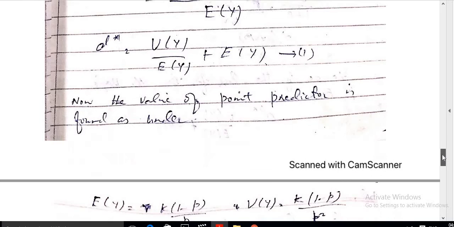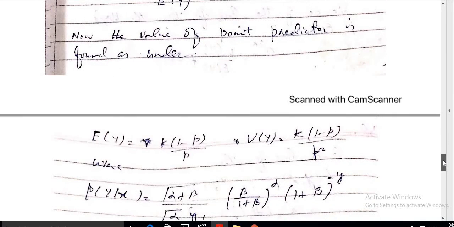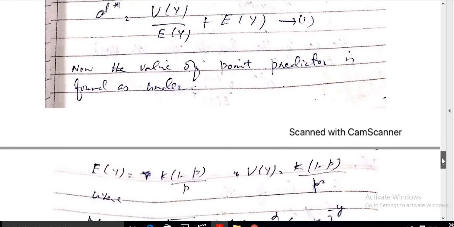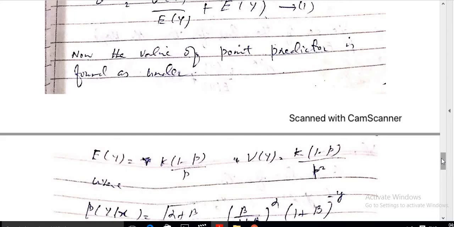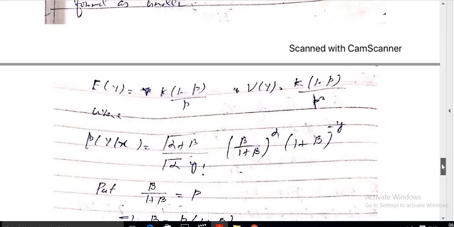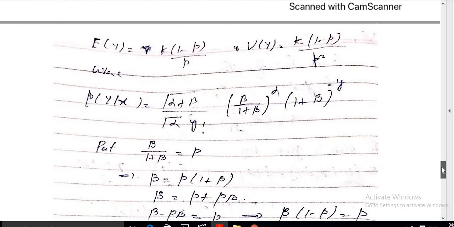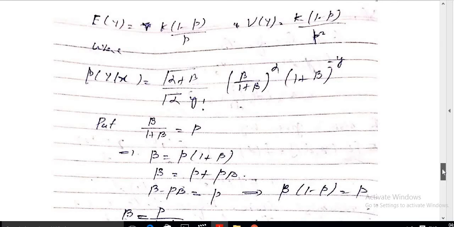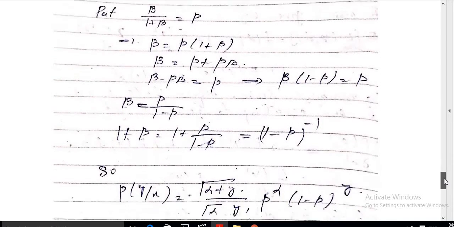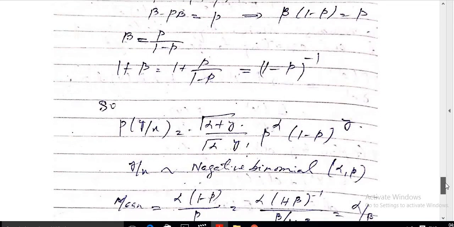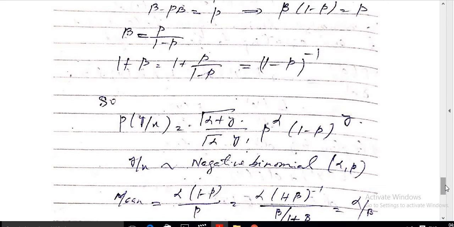Now the value of the point predictor is found as under. Expected value of y may be written as k into 1 minus p divided by p. Variance of y is equal to k into 1 minus p over p square, and p of y given x is equal to gamma alpha plus y over gamma alpha, y factorial, beta over 1 plus beta raised to the power alpha, 1 plus beta raised to the power minus y. Put beta over 1 plus beta equal to p. We have this expression. After replacing the values and substituting in the above equation, we have the negative binomial distribution of alpha beta.